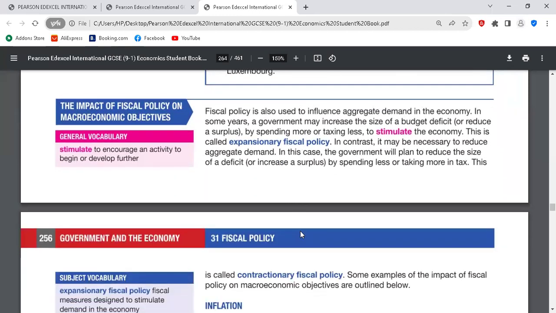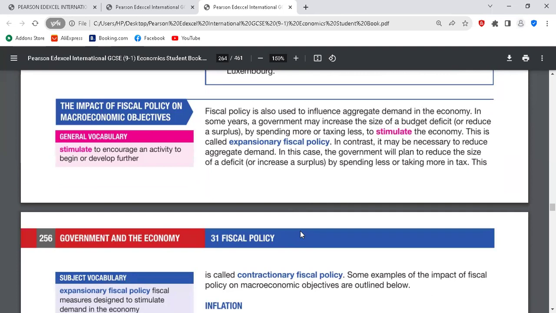The impact of fiscal policy on macroeconomic objective. We said one of government's macroeconomic objectives is economic growth. So let's see what they are talking about. He said, fiscal policy is also used to influence aggregate demand in the economy. In some years, a government may increase the size of the budget deficit or reduce the surplus by spending more or taxing less to stimulate the economy. This is called expansionary fiscal policy.